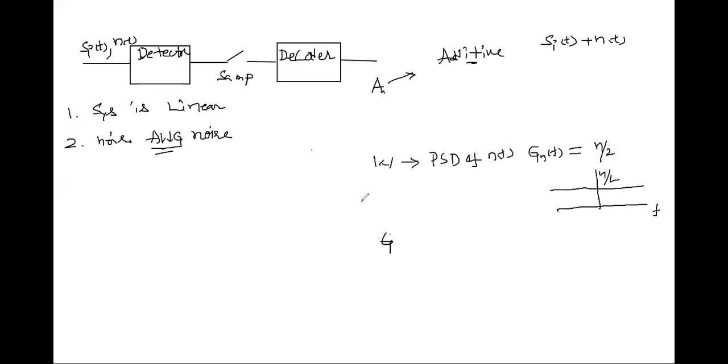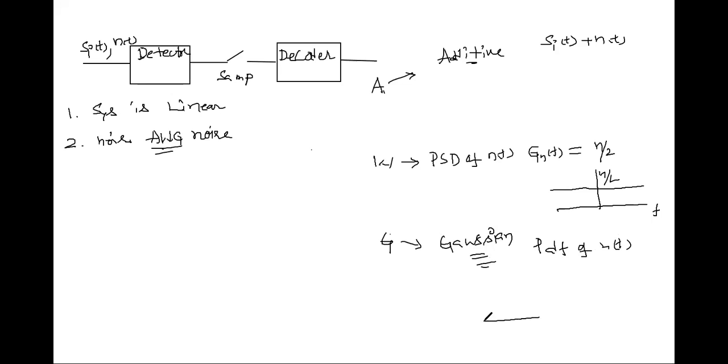Then what does Gaussian mean? G means Gaussian. The PDF, the probability density function of the noise, is in the form of Gaussian. The probability density function of noise is assumed to be of Gaussian shape.